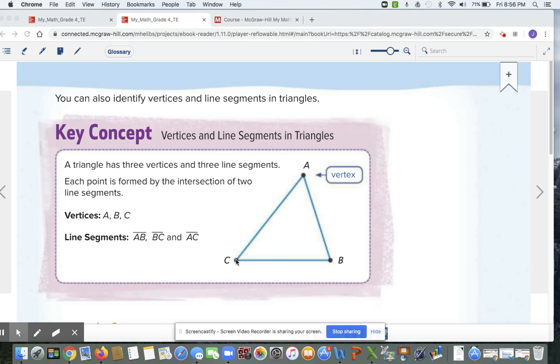And again, the vertex is made up of 2 intersecting line segments. So vertex A is made up of the intersection of line segment AB and line segment AC. Vertex B would be made up of the intersection of line segment AB and line segment BC.